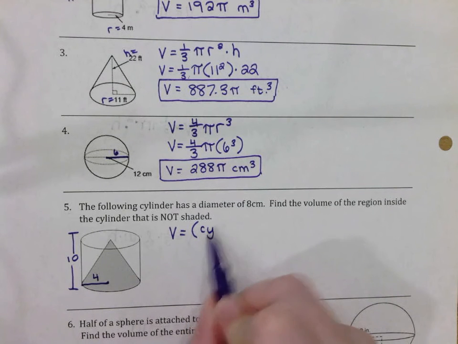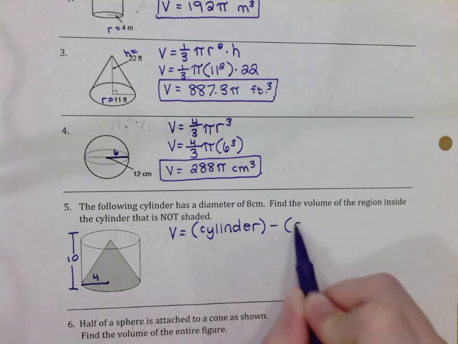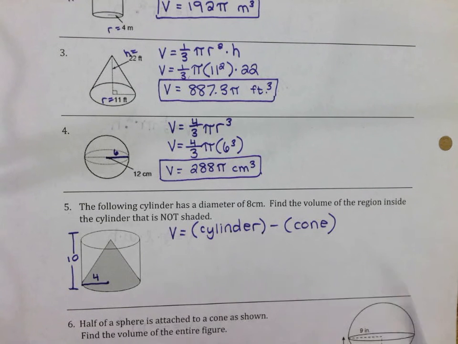So most people will think volume is equal to cylinder minus cone, and that's how we're going to do it. But I want to mention the other ways that a lot of students have come up with.